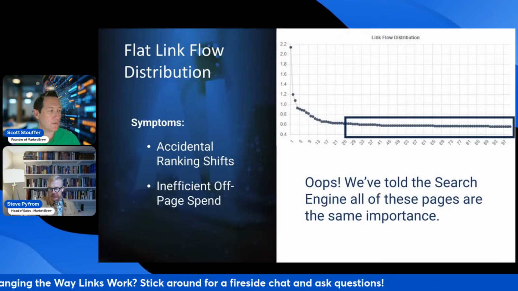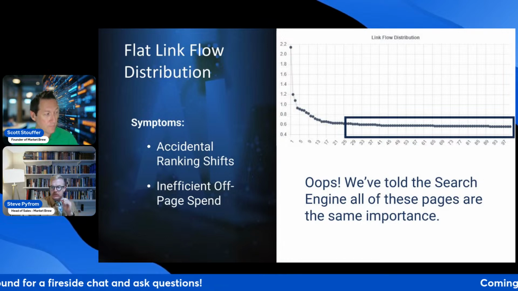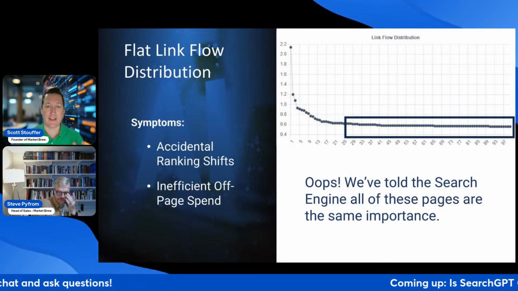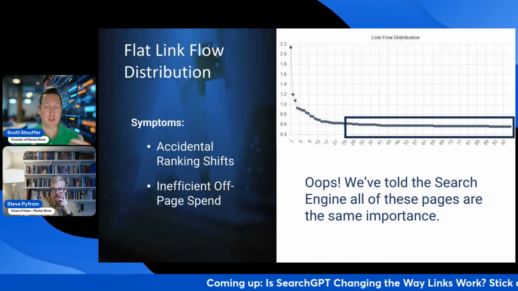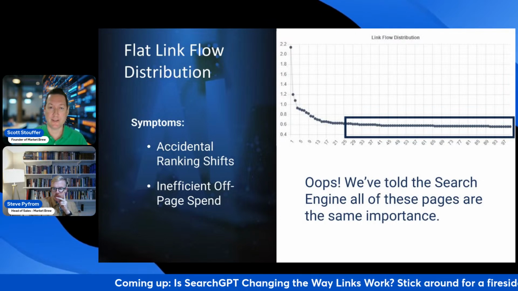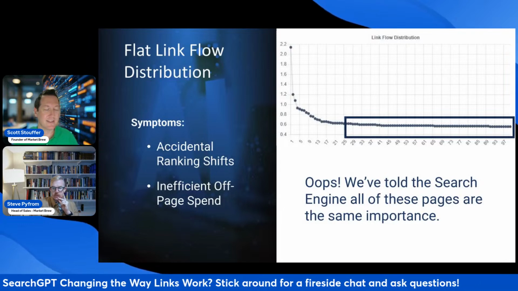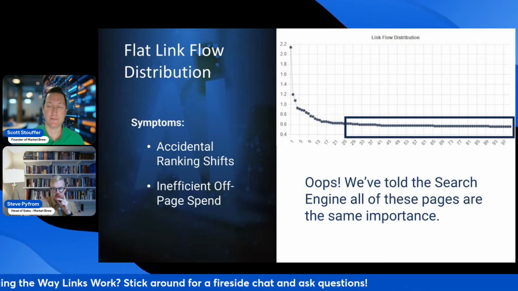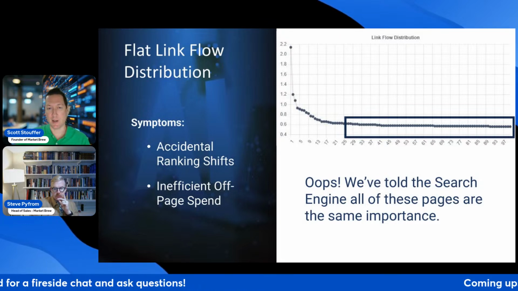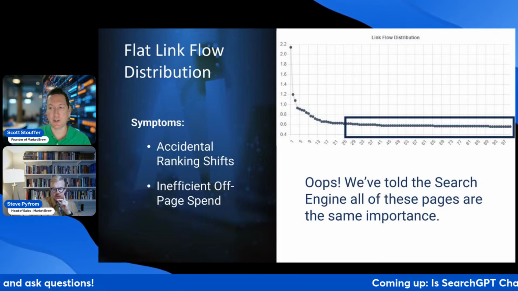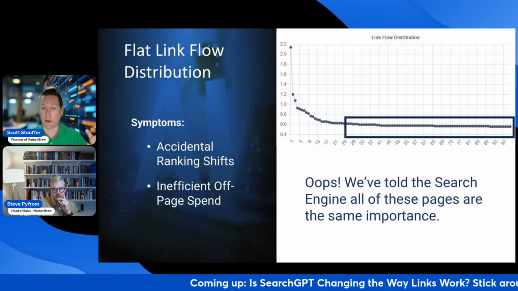Sure. So basically, this curve that we discussed before is a very flat link flow distribution. What that means is that each page on the site is shown as an equal to all the other pages. And so some of the things that can happen in these situations is you can be changing part of that link flow distribution somewhere on that curve, right? One page that you're changing can have a huge effect on the other parts of the site, right?